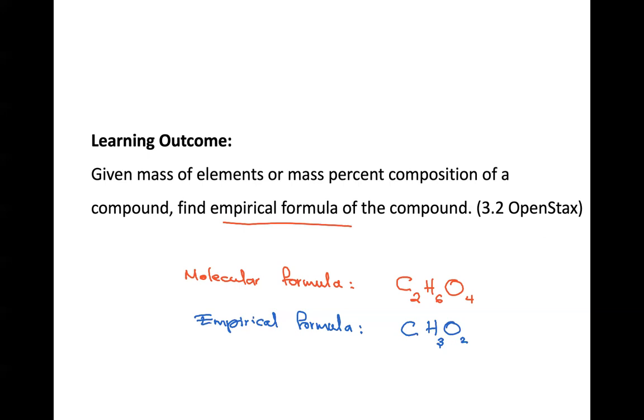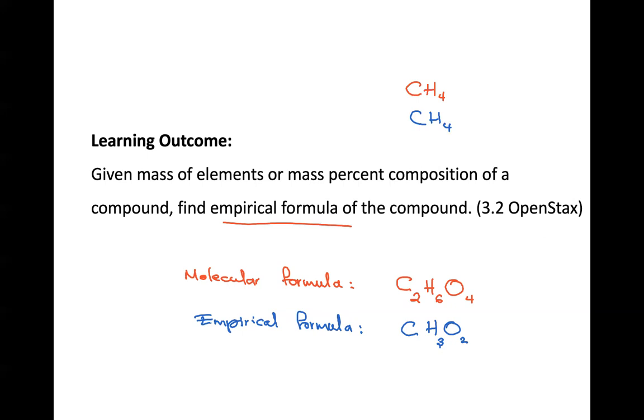Are the molecular formula and the empirical formula always different? No. If we consider something like methane, which has a molecular formula CH4, if we're trying to figure out its empirical formula, we can't really divide by any whole number. So the empirical formula is the same as its molecular formula.